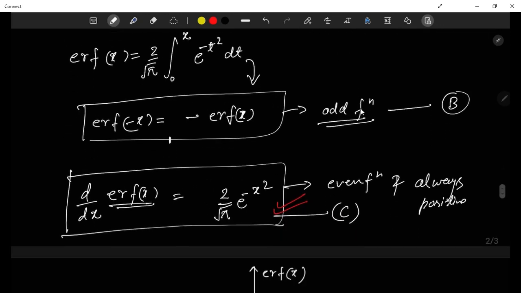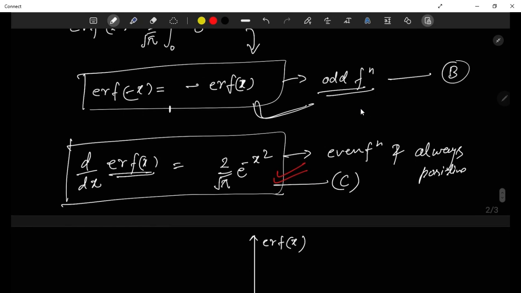And it is also an odd function. The error function is an odd function. That means if on the positive half of the x axis it is positive, then it will be the same graph on the negative side, but with negative values. So let me tell you one thing.